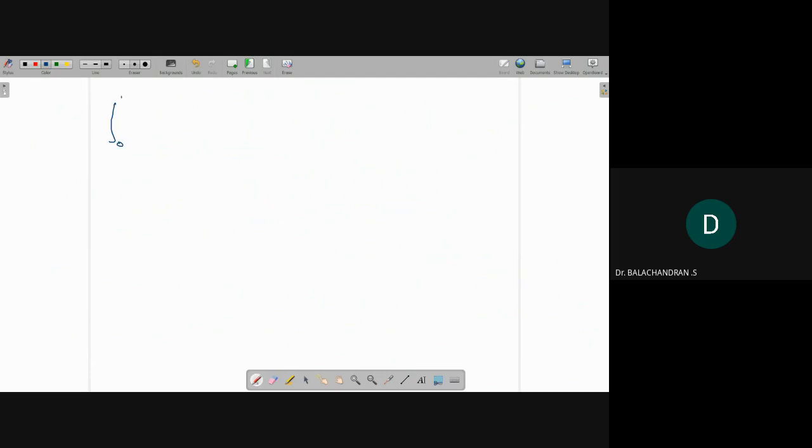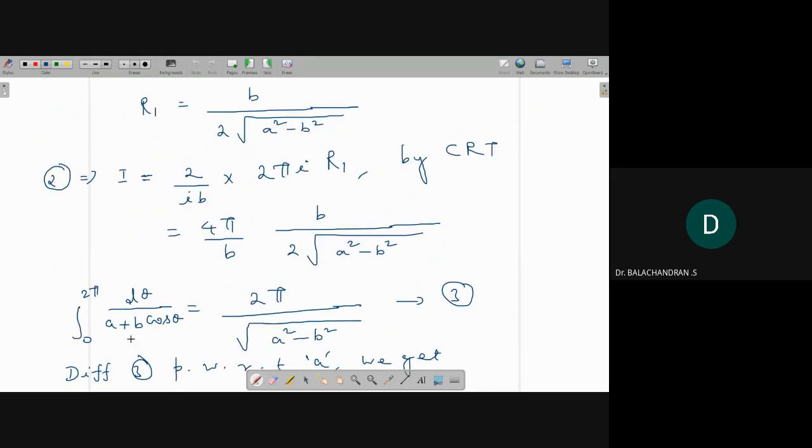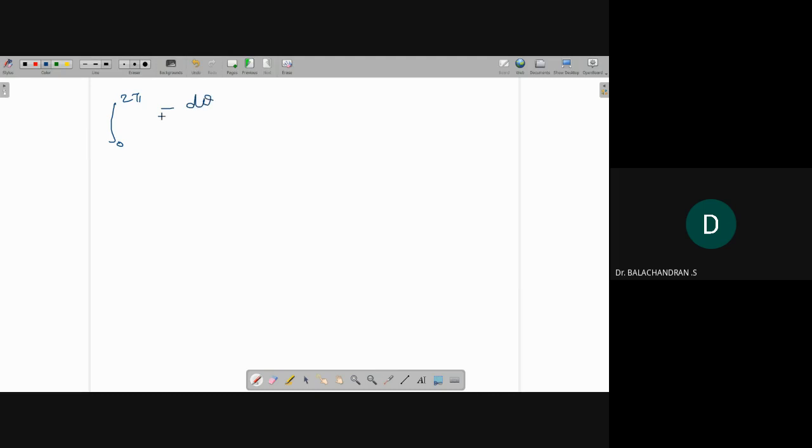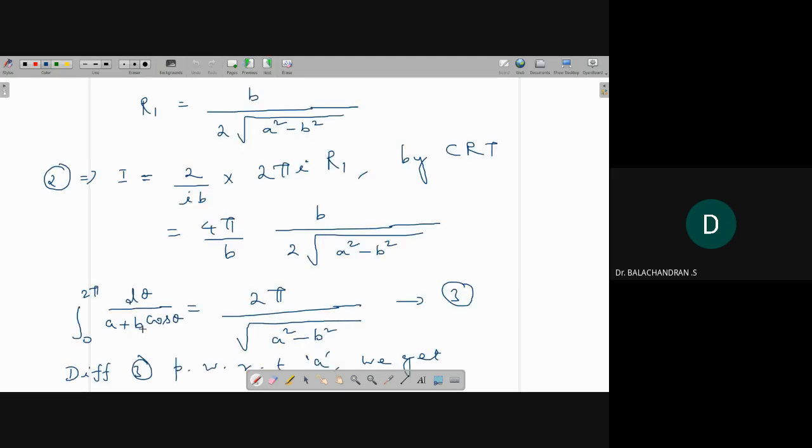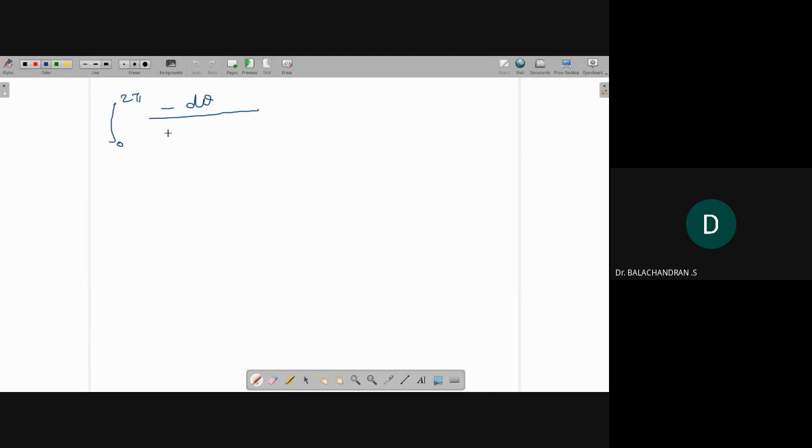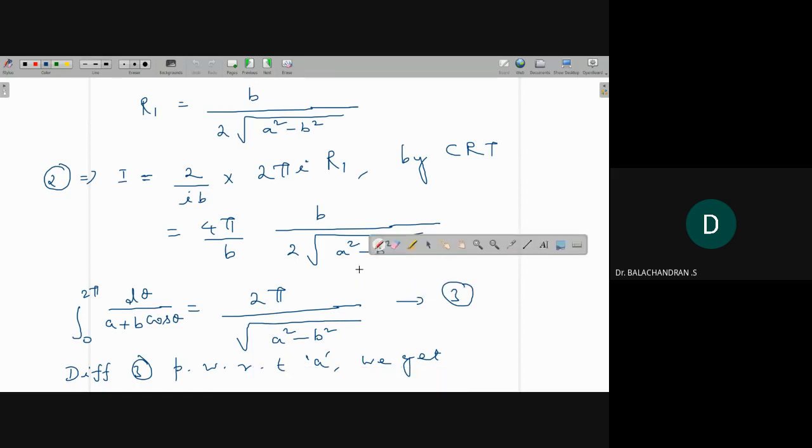So we'll get integration 0 to 2 pi. If you differentiate with respect to a, you'll get minus 1 by a plus b cos theta whole square into 1, since you are differentiating a into 1. So minus d theta divided by a plus b cos theta whole square. Then the right hand side you have 2 pi.